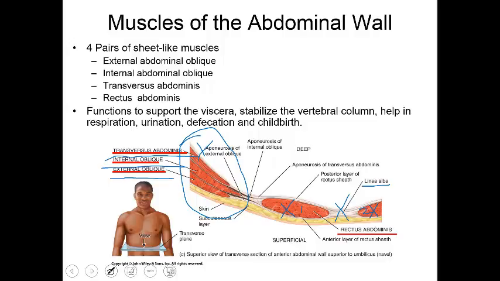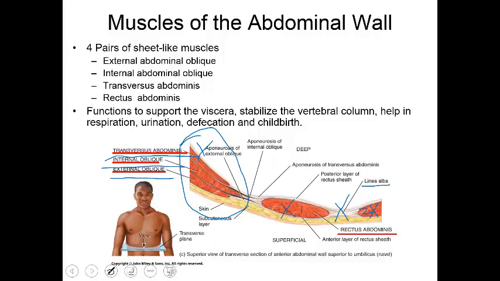So to recap the muscles of the abdominal wall, right along the midline, you have a physical indentation of connective tissue called the linea alba. The linea alba extends from the xiphoid process of the sternum to the pubic symphysis and the pelvic girdle. On either side of the linea alba, we have the rectus abdominis muscles. And there are 4 rectus abdominis muscles on either side.